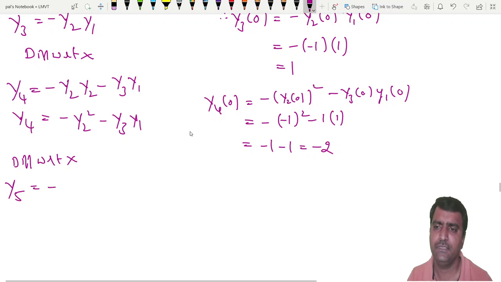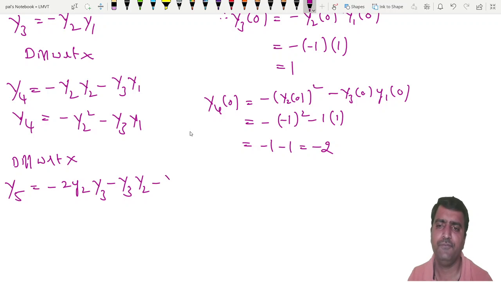y5 is equal to minus, differentiation of y2 square is 2 y2, I am differentiating its power. Again differentiation of y2 is y3, minus you keep y3 as it is. Differentiation of y1 is y2, minus differentiation of y3 is y4, keep y1 as it is. So simplifying this, it is minus 3 into y2 y3, you can add these two. It is 3 into y2 y3 minus y4 y1.